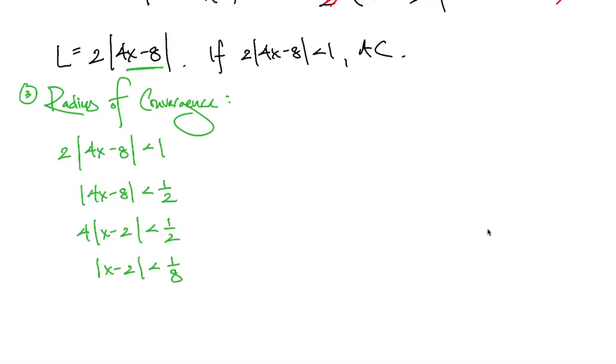That means that my r, my radius of convergence, equals 1/8. That if I go 1/8 from 2 in both directions, that will give me my interval of convergence. But of course, I need to test my endpoints to make sure, do I include those endpoints or do I not?